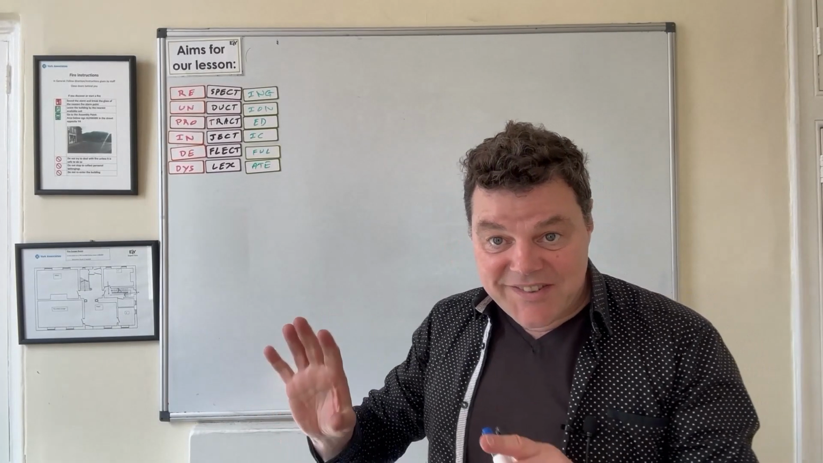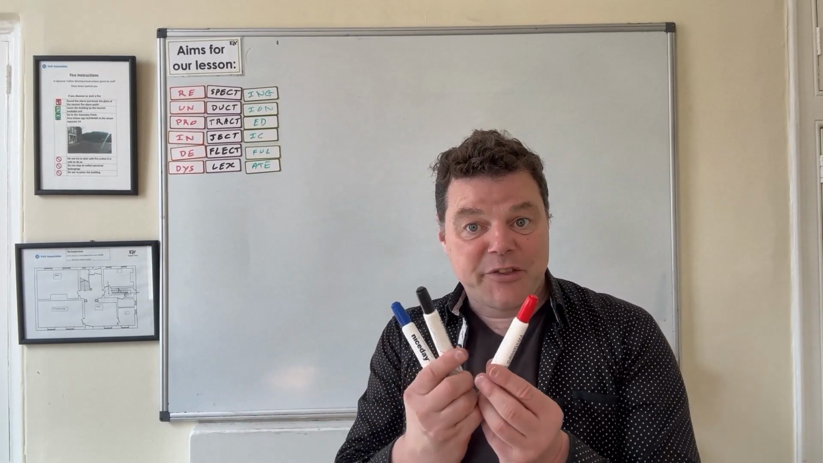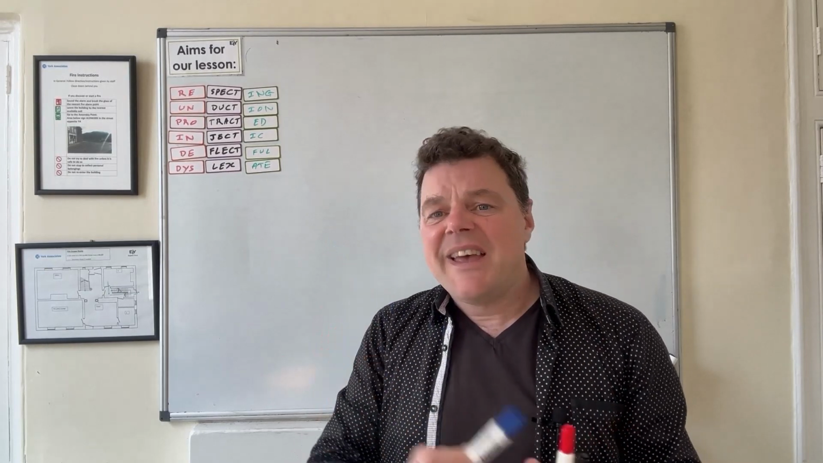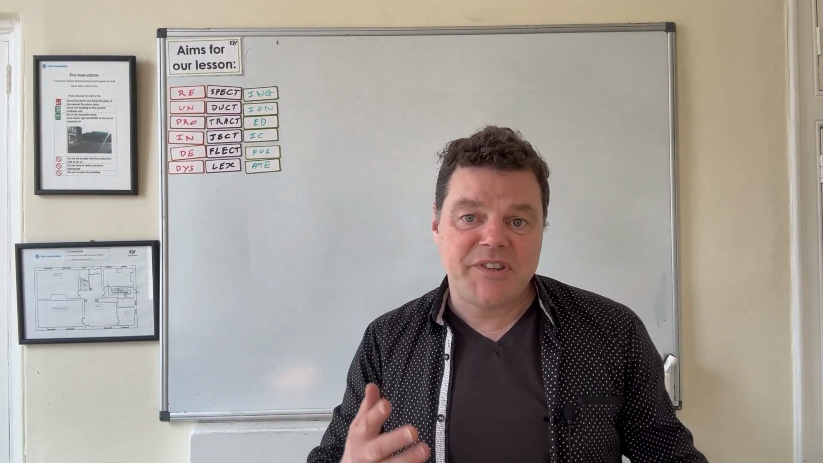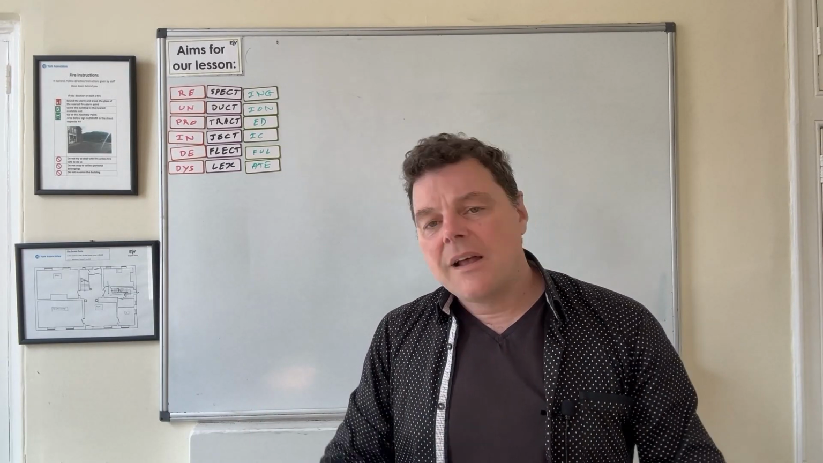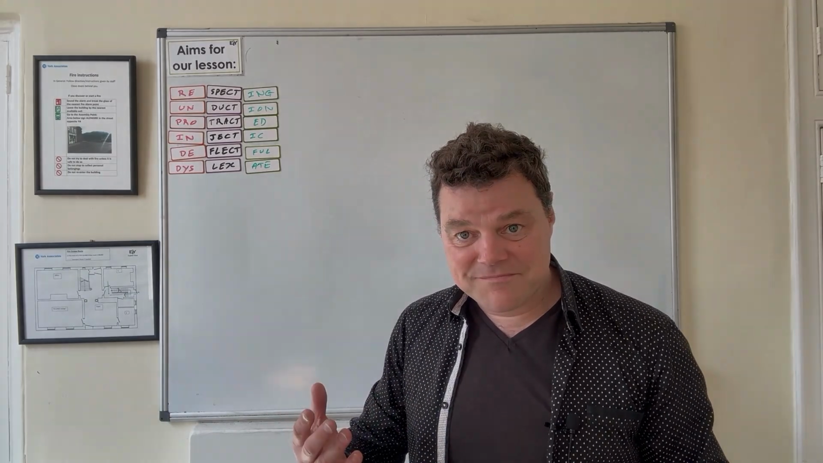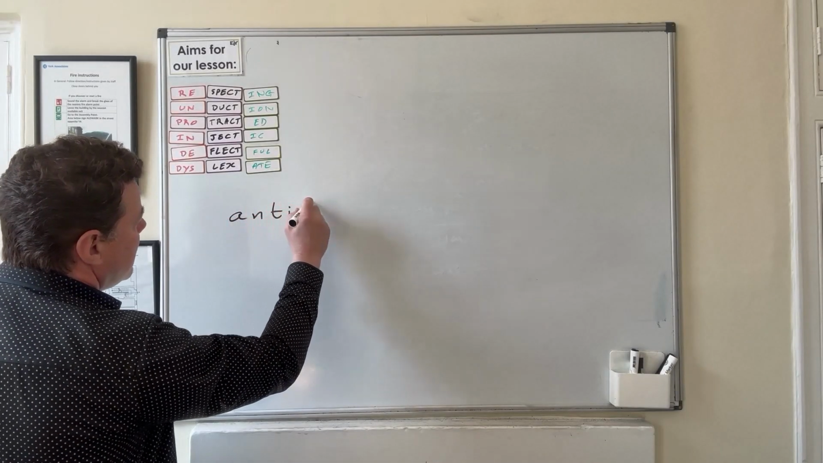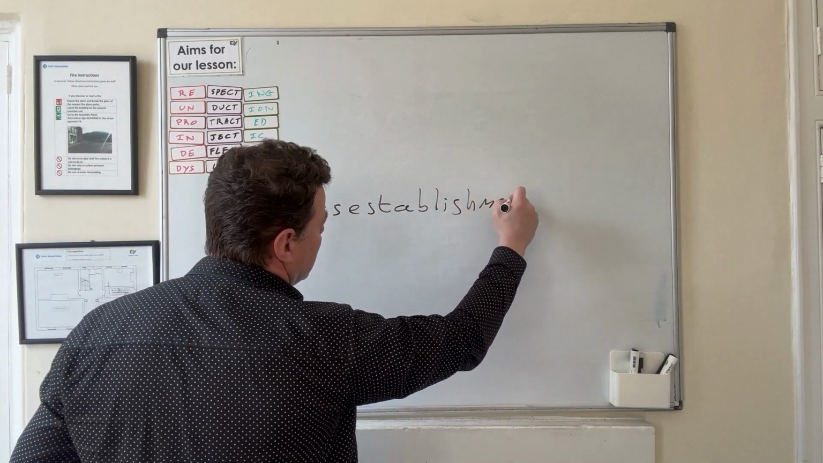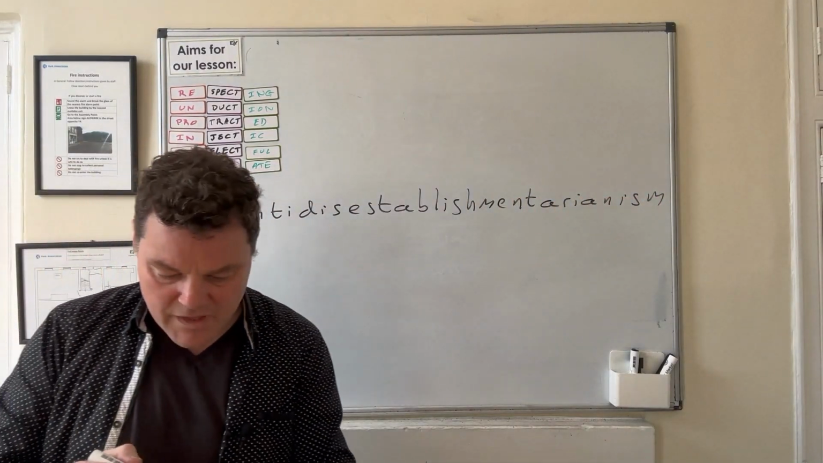Now here's a really silly example of morphology in action. I'm going to take 3 coloured pens, a red pen, a black pen and a blue pen. In this case they don't really mean anything, I'm just using them to help show the differences in words. Let's take a really long and complex word. There you go.